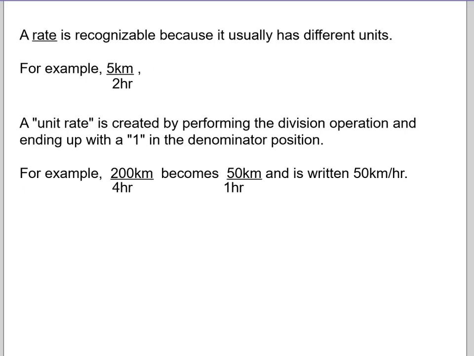A rate is recognizable because it usually has different units. So for example here we have kilometers on the top and hours on the bottom. A unit rate, and this is a big one to know. Okay, a unit rate is created when we actually perform the division. So when we do that operation, we end up with a 1 in the denominator position. So for example, if we had 200 kilometers traveled in 4 hours, if you do that division, that gives you an answer of 50 kilometers for 1 hour. And this is a unit rate.